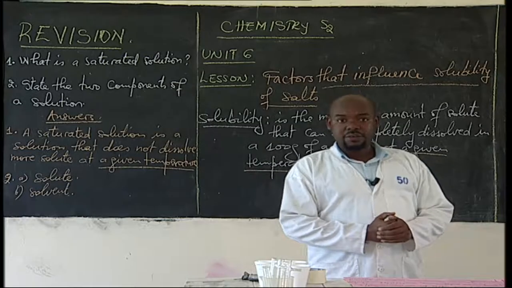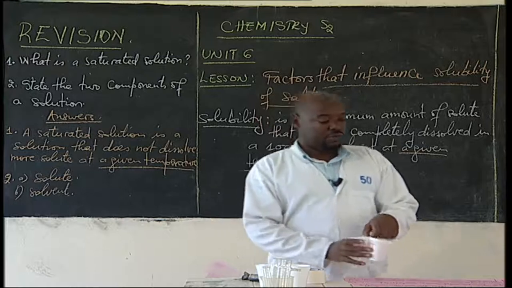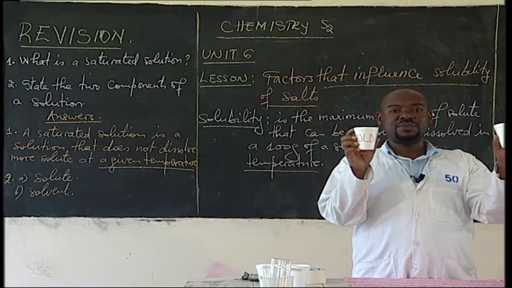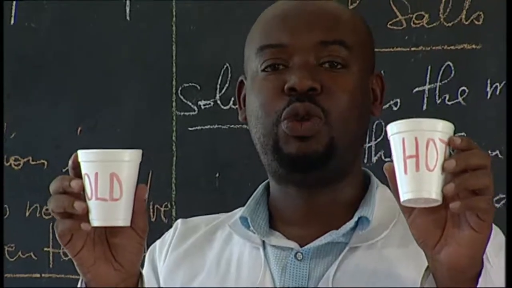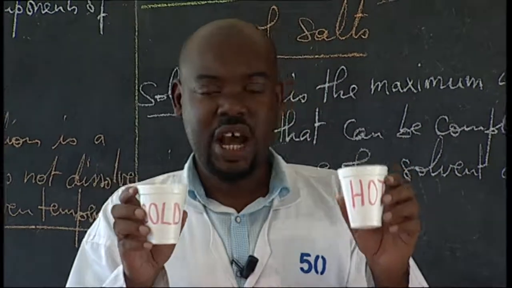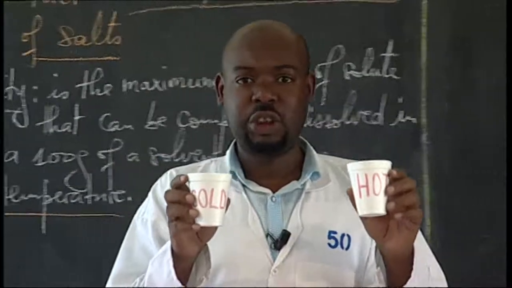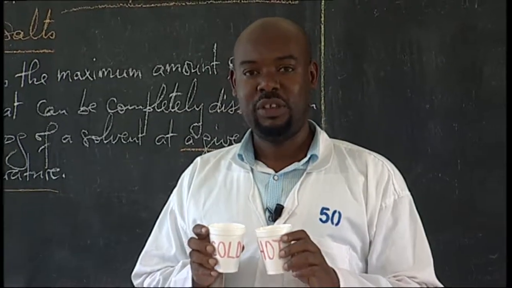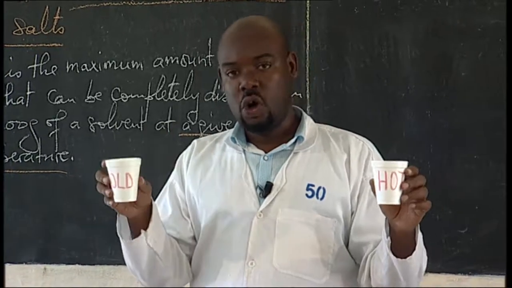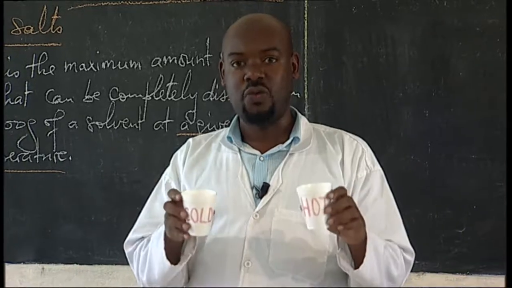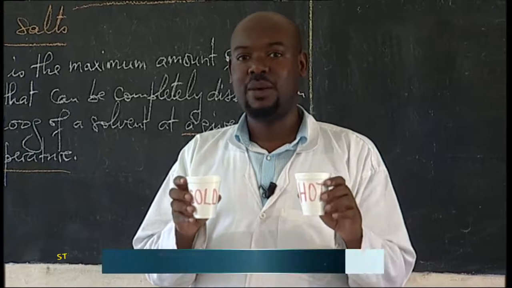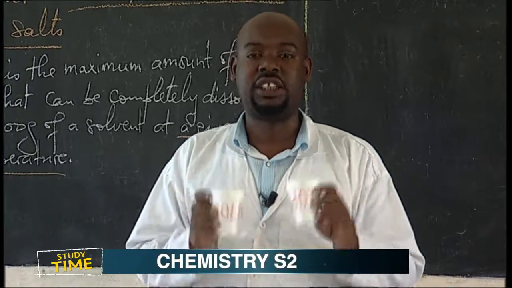Suppose that you have 2 cups of tea. You have hot and cold tea, and you are about to add some sugar to both cups. In which cup do you think sugar will dissolve faster? Try to think about it. You have hot tea, cold tea, and you're about to add some sugar in your tea. In which cup do you think the sugar will dissolve faster?